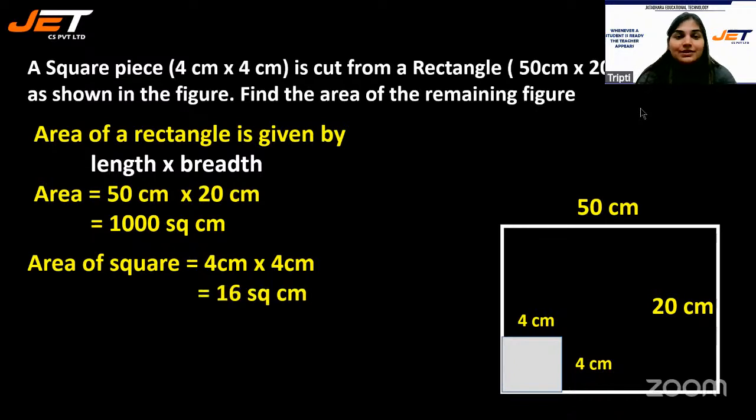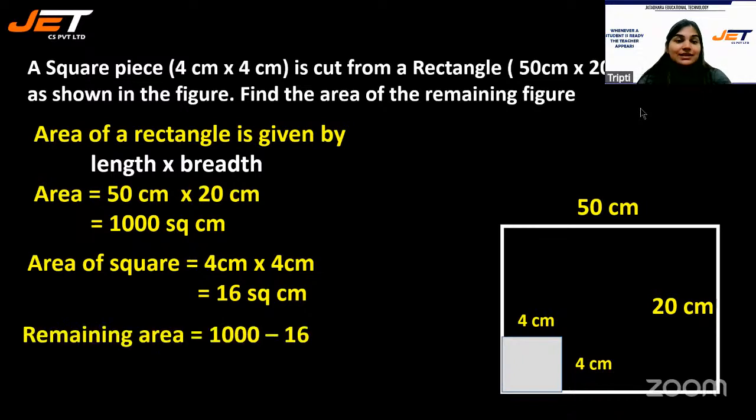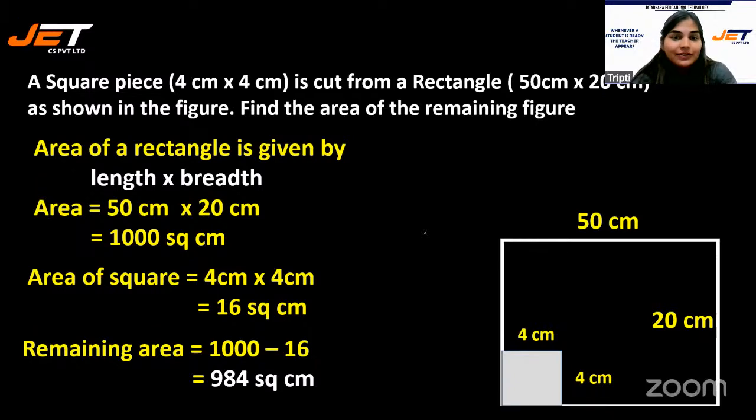So area of a square is side times side. 4 times 4 is 16 centimeters square. Now, 1000 minus 16 centimeters square is 984 centimeters square. So that's the remaining area. Okay, I hope that's clear.